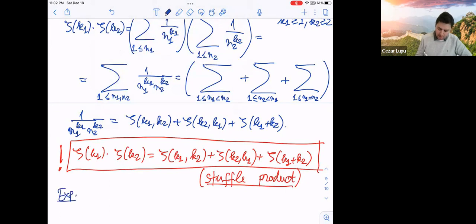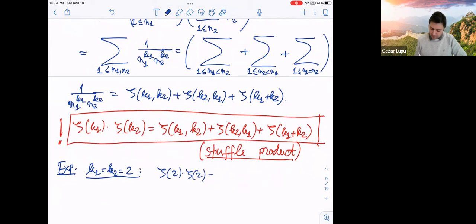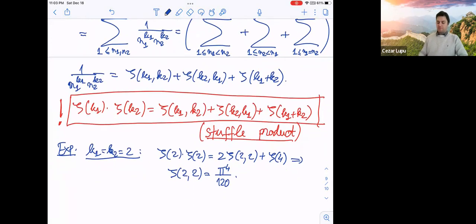The example that I have in mind is to take k1 and k2 both equal to 2. In this case, zeta of 2 times zeta of 2 is double zeta of 2, 2 plus zeta of 4. Since we know the values of zeta of 2 and zeta of 4, this will imply that the double zeta of 2, 2 is pi to the fourth over 120. So in this way we can actually compute the double zeta of 2, 2. In fact, we will see later on that we can evaluate multiple zeta values with strings of 2, and it will have a nice formula, but I'm not getting into details at this point.